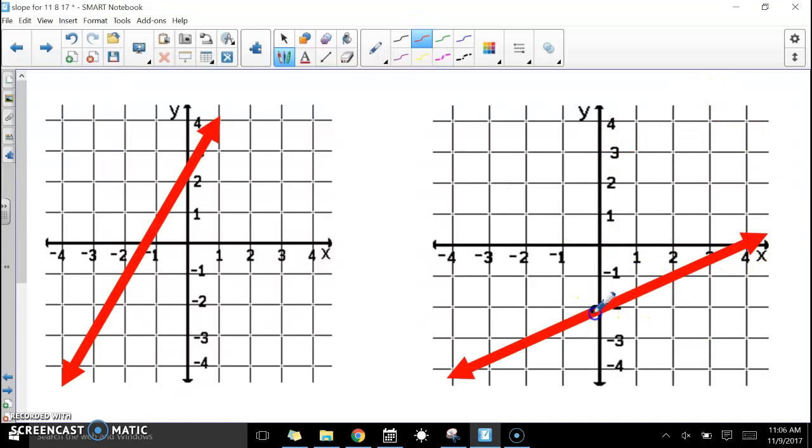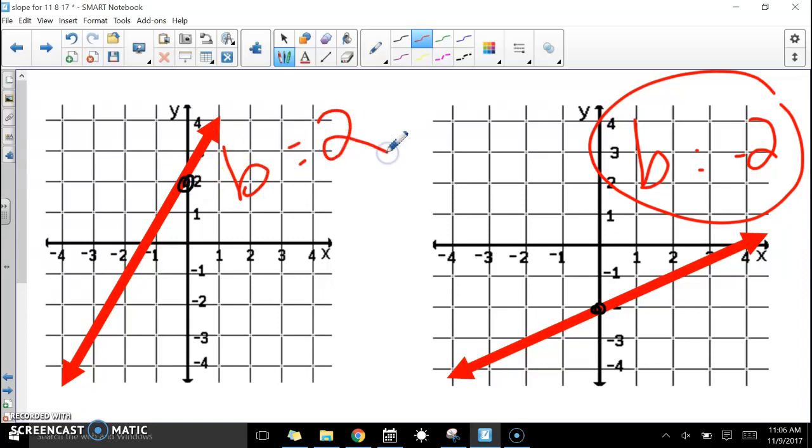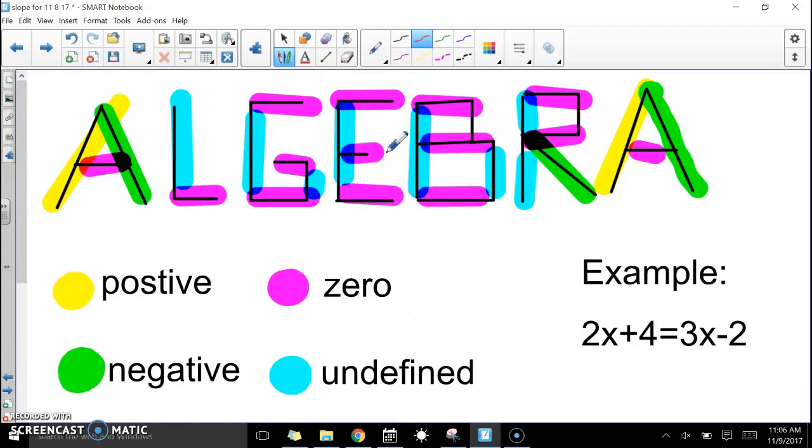My y-intercept here is negative 2. And we can say my y-intercept here is positive 2. Okay, and that's it.